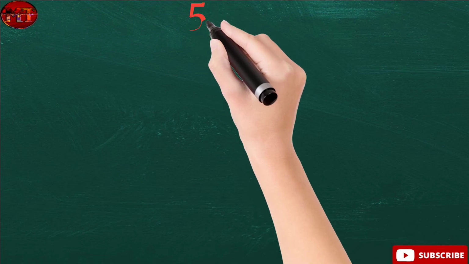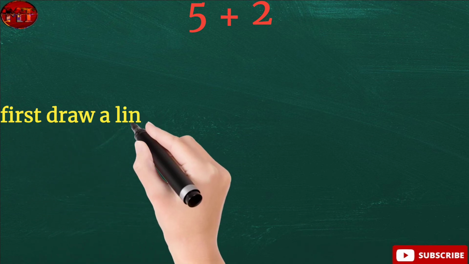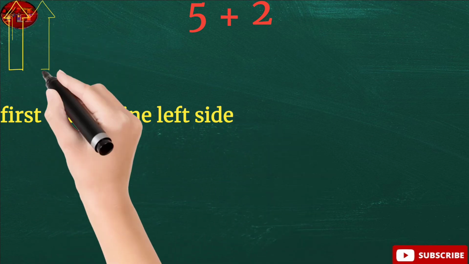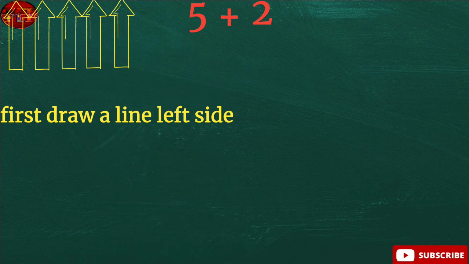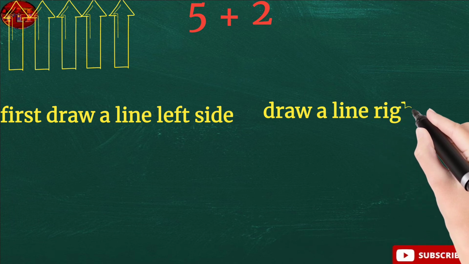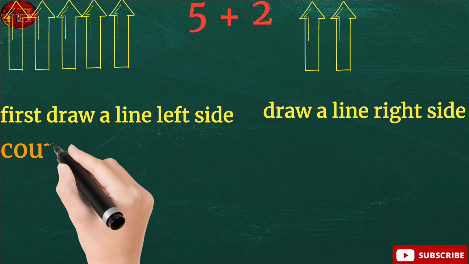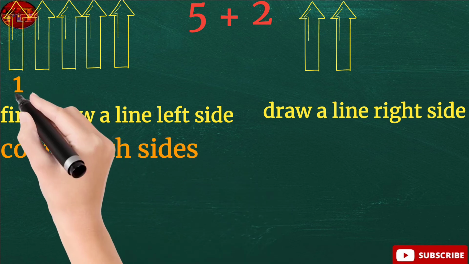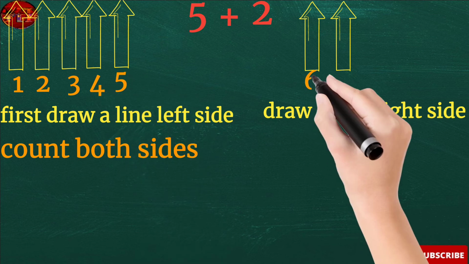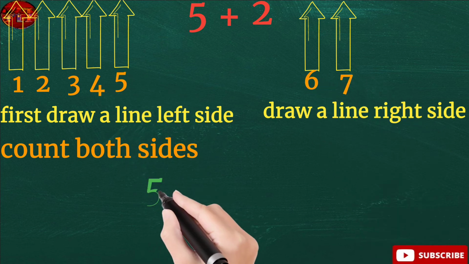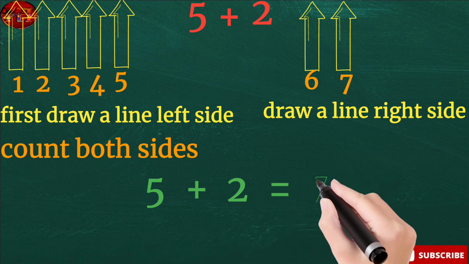5 plus 2. First, we draw a line on left side: 1, 2, 3, 4, 5. Now, draw a line right side: 1, 2. Count both sides: 1, 2, 3, 4, 5, 6, 7. So, 5 plus 2 is equal to 7.